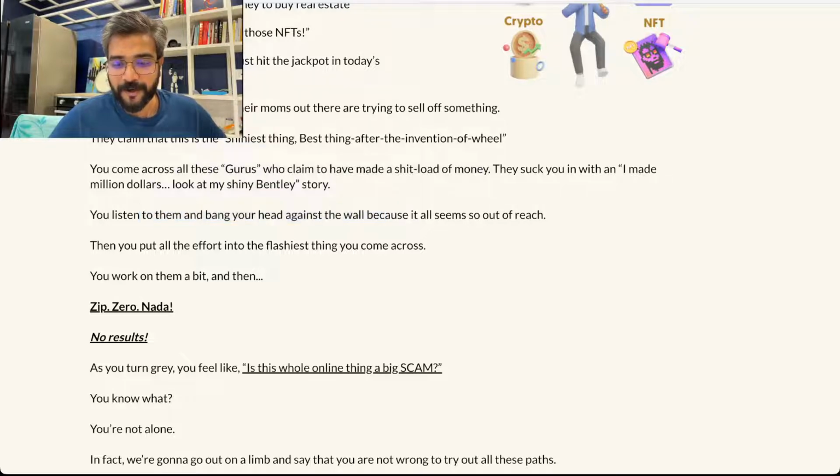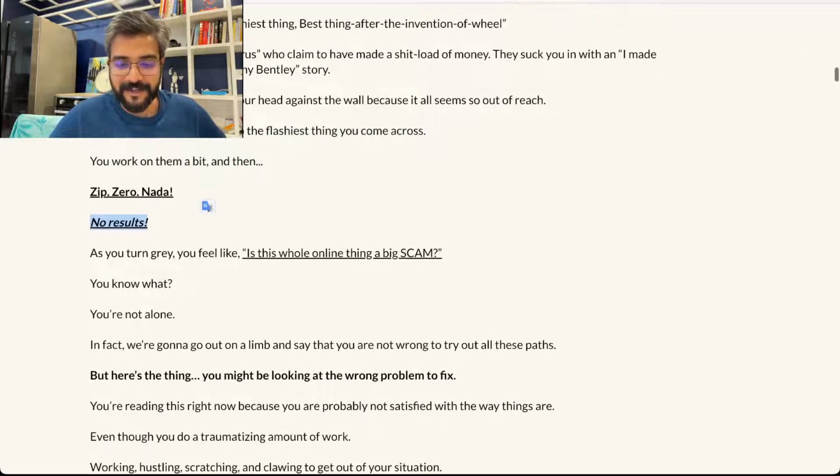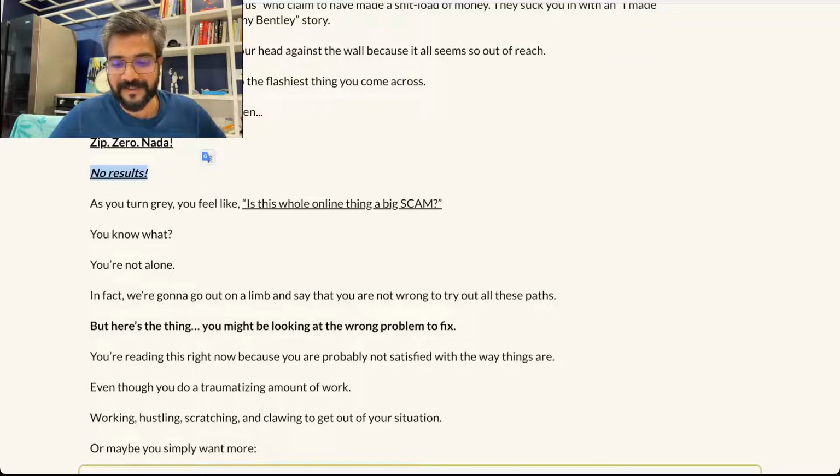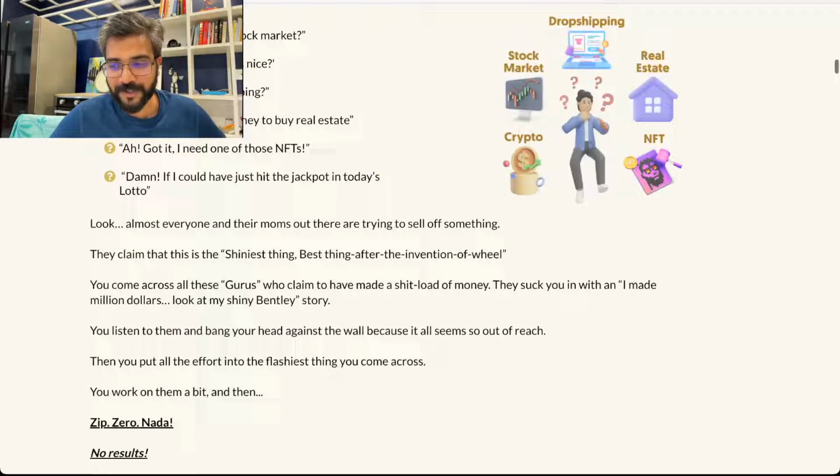Then you put all your effort into the flashiest thing you come across. You work for them a bit, then zero, nada, no result. As you turn gray, you feel like, is this whole online thing a big scam? You know what? You are not alone. In fact, we are going to go out on a limb and say that you are not wrong to try out all these paths. But here's the thing: you might be looking at the wrong problem to fix. Then here we talk about the solution itself.